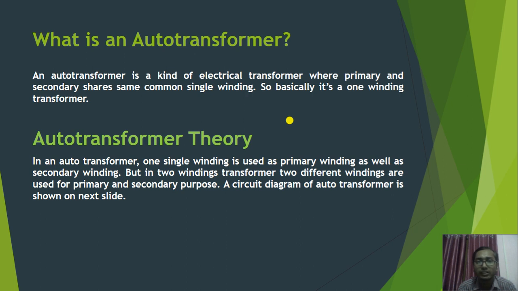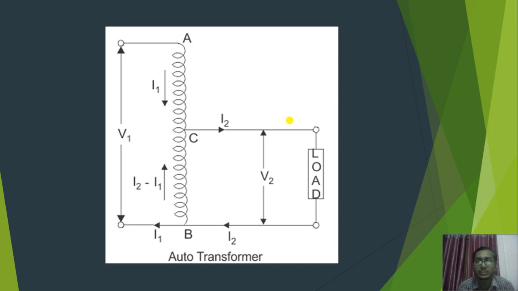So let us start the theory of autotransformer. In an autotransformer, one single winding is used as the primary winding as well as the secondary winding, as compared to a two-winding transformer. Here we have the circuit diagram of an autotransformer. You can see we have just a single winding. This is a case of a step-down autotransformer where AB is the primary number of turns, which we call N1. From A to B we have N1 turns. We have a tapping in between A and B, and we call this point C.